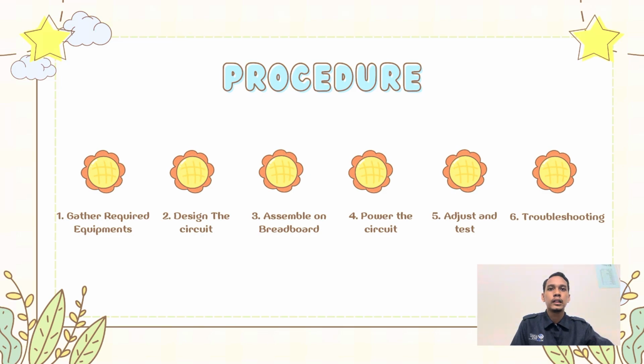Then the next phase, lastly, is troubleshooting. If the LED does not turn on, we check for loose connections or reversed MOSFET pins. Then ensure the MOSFET is equipped to handle the current required by the LEDs too.